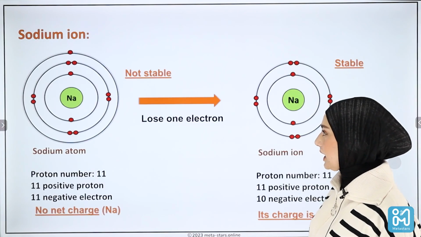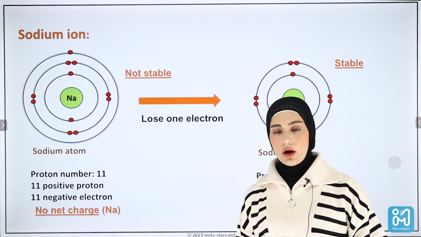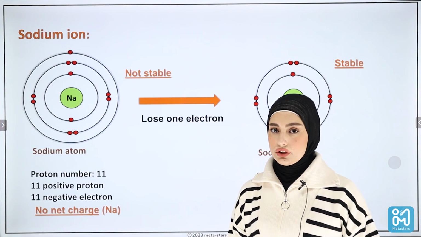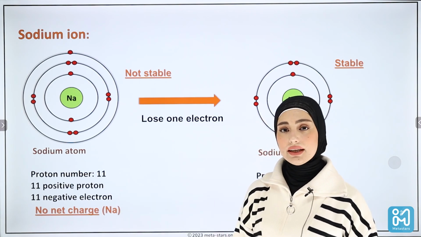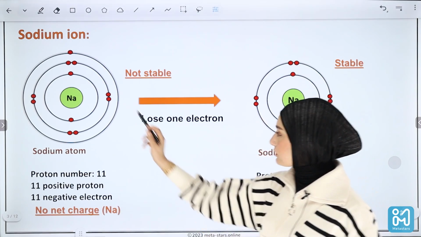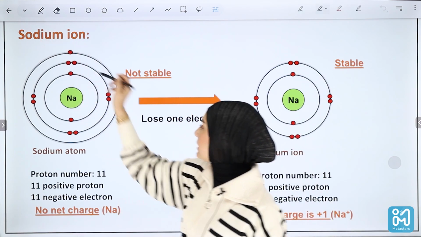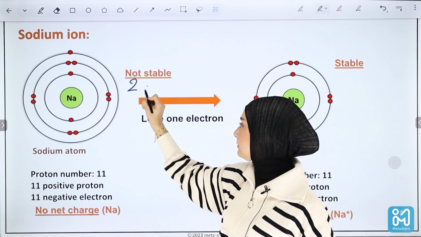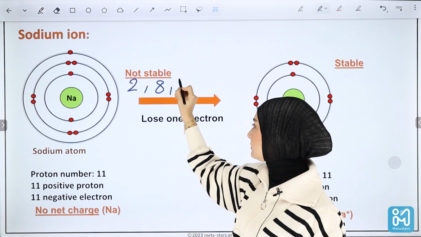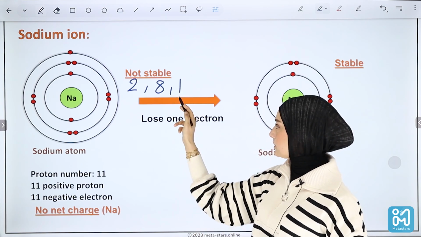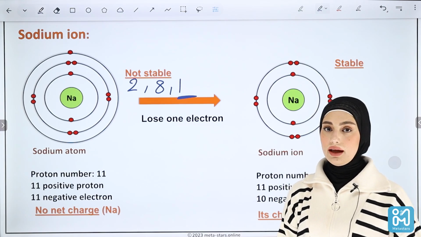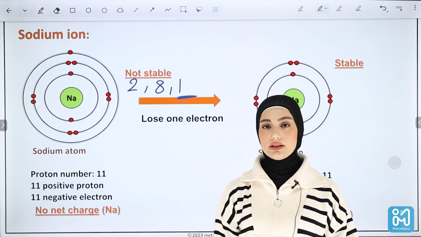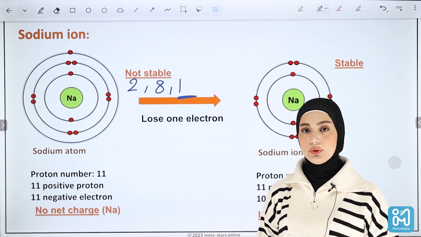So, as you remember, why atoms form ions. For sodium, for example, the proton number is 11 and the electron configuration for sodium is 2, 8, 1. So the third shell, or the outermost shell, for sodium is not full. That means the sodium atom is not stable. How will this atom become stable?